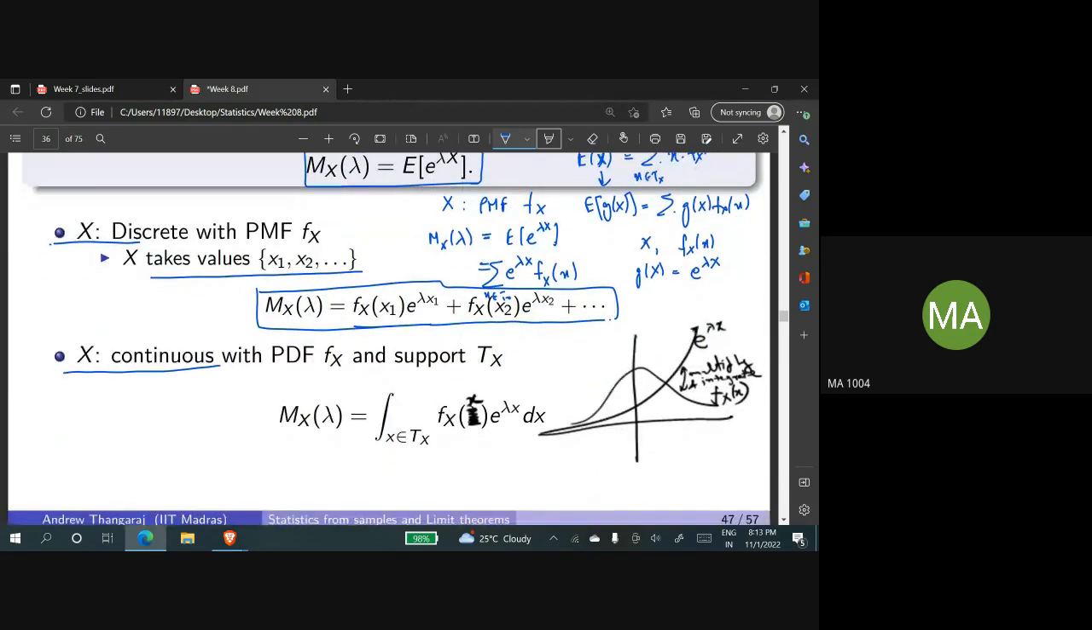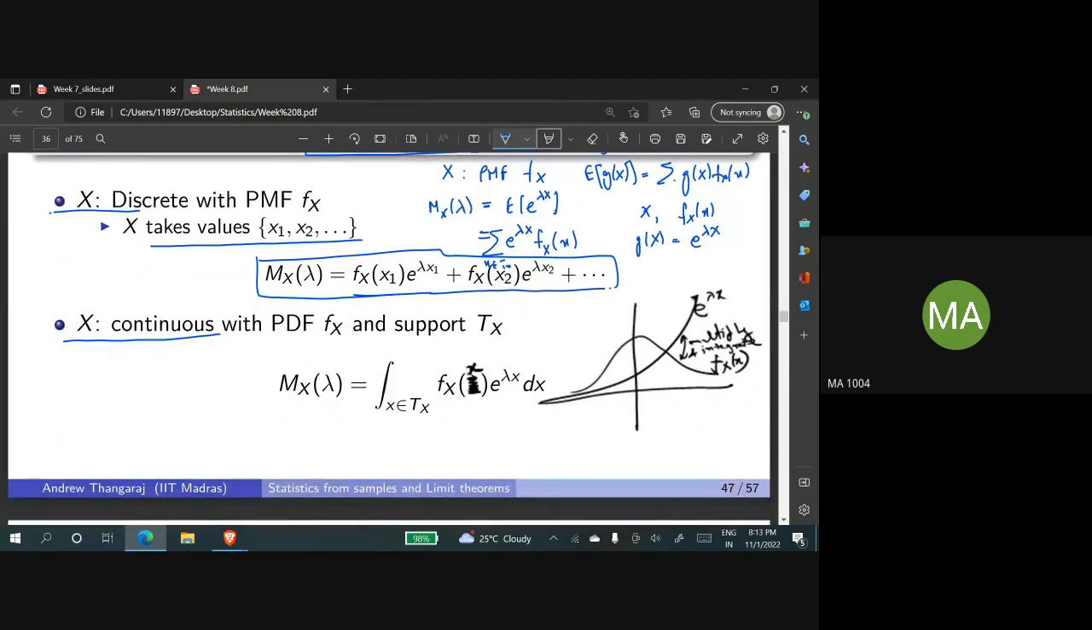Similarly, in place of a discrete random variable, when you have a continuous random variable, you don't say you have a probability mass function, you say you have a PDF. So if you have a continuous random variable with PDF f of x and support t of x, when we are talking about continuous, we say the support of x, not the range of x. You just replace the summation with integration. Your moment generating function in this case becomes the integral of fx of x e to the power lambda x dx, where x belongs to the support of x. So whenever you are given a discrete or a continuous random variable and you know their PMF or PDF, you can easily find their moment generating function.